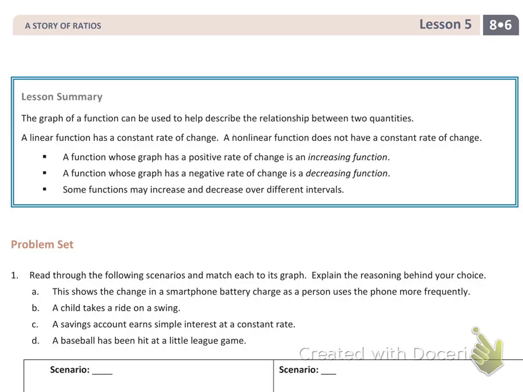All right, so the graph of a function can be used to help describe the relationship between two quantities, whether it's time that a laptop's plugged in and the percent of charge, or time running and distance traveled. What else do we do? Length of a jump compared to the height of a long jump. So there's always two quantities, and the graph will tell a story about how those two quantities are related. Okay, so a linear function has a constant rate of change. A nonlinear function does not have a constant rate of change. So these graphs can be increasing, can be decreasing, and some functions may increase and decrease over different intervals.